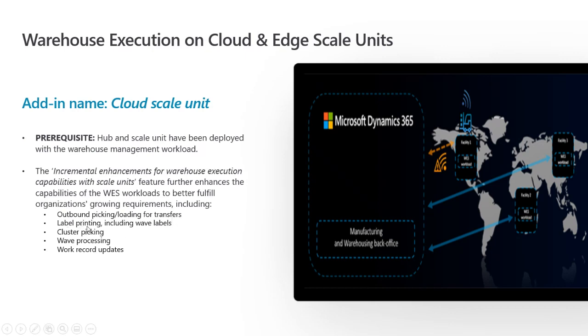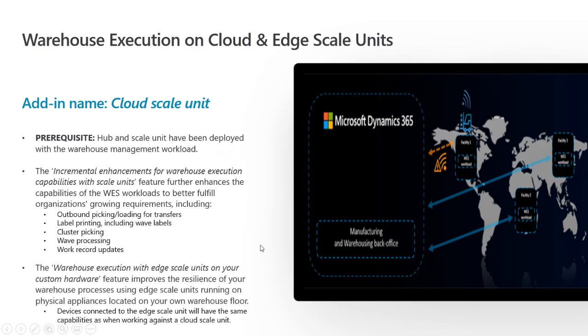We now have included label printing, including not just license plate labels, but wave labels as well. Cluster picking support, wave processing on the workload instead of in the back office, which is how it was GA'd. And then updates to work records such as canceling work that was created or updating assignments, those type of updates. So that's the first feature that was in this wave one related to the cloud scale unit.